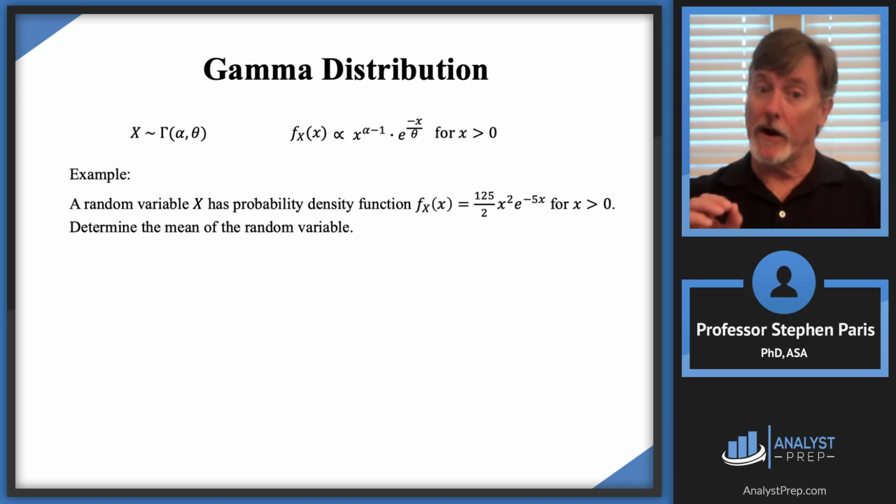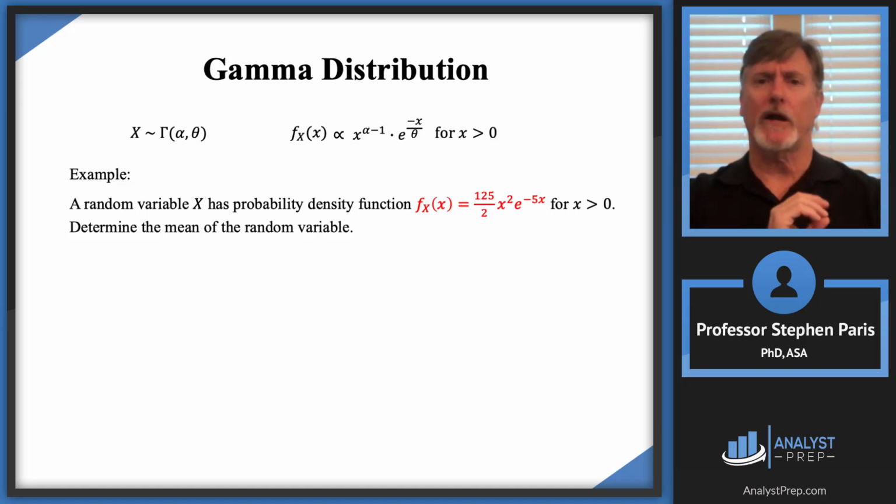Okay, so what I'm going to show you first is how I would do this problem. I would look at that density function and ignore the constant out front, the 125 over 2. It is whatever it has to be in order for that to be a density function. When you integrate the density function over the support, you'll get a 1. So the constant out front has to be whatever it is in order to get a 1 when you integrate the density function over its support.